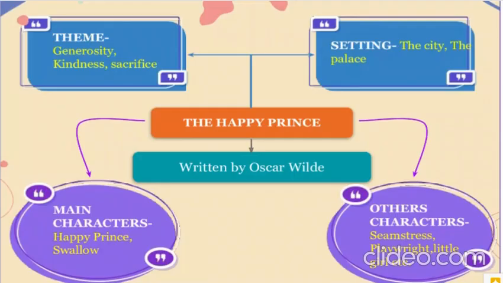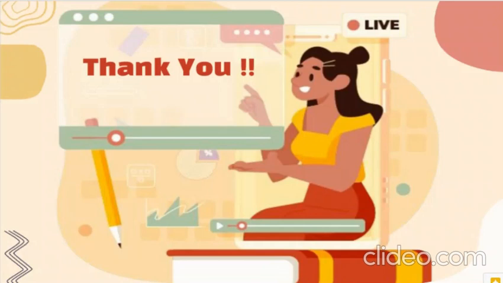So with this we have completed the chapter. You can look here, a quick mind map. Themes: generosity, kindness, right? Setting is in the city only, and the main character is the happy prince, solo. The side characters are the seamstress, playwright, little girl, and the poor children. Okay. This beautiful story is written by Oscar Wilde. Okay, he wrote the story. And with this, we have completed this story of The Happy Prince.